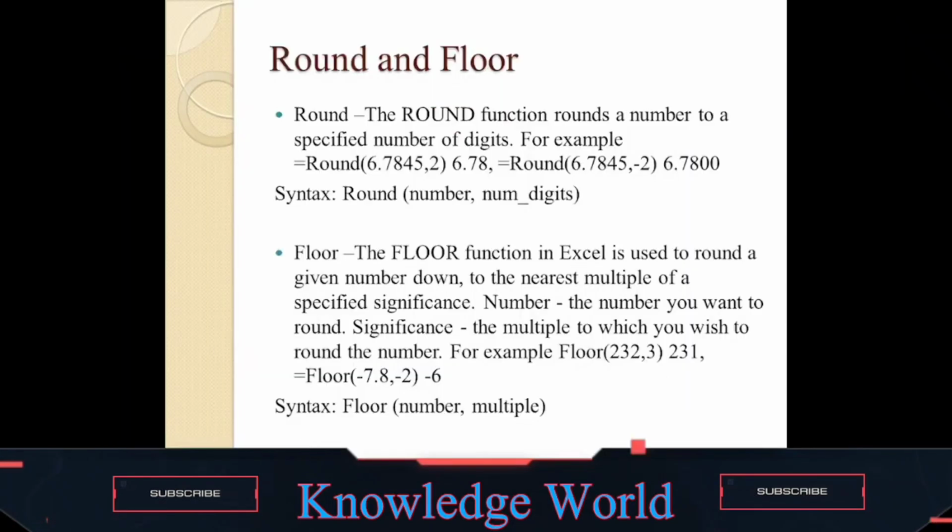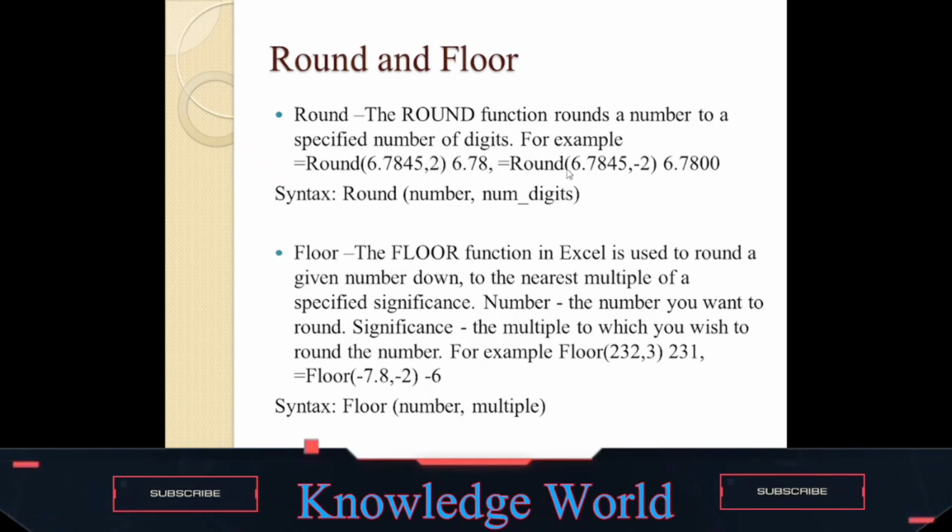Next is ROUND and FLOOR. What is the ROUND function? The ROUND function rounds the number to a specific number of digits. For example, if the number is 6.7845 and we require only 2 digits after the decimal, the answer will be 6.78, because we mentioned there should be 2 digits.